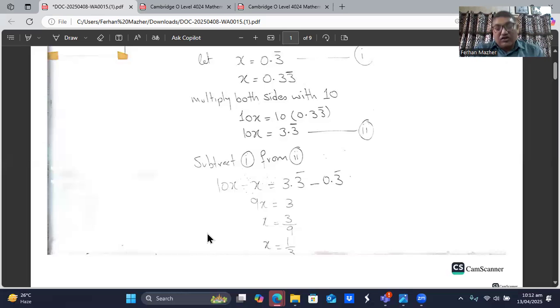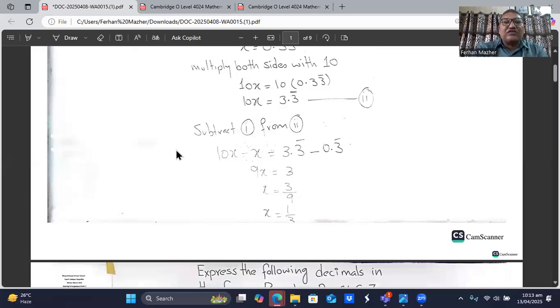If on your calculator you enter 1 divided by 3 equals, you will get 0.3333333333. This 0.33333 can be written as 0.3 bar, which means it is a non-terminating recurring decimal fraction, and this is how you convert it into a simple fraction. So that was question number 1.